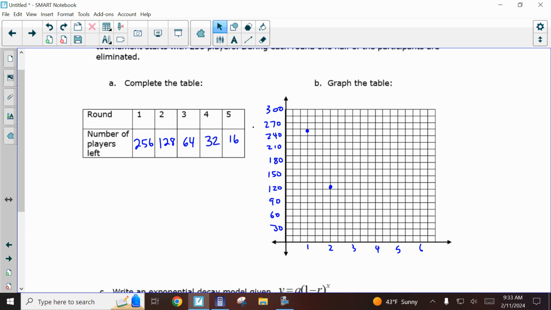And then 64 for 3. 64 is just above here. And then 4 is 32, just above here. And then 5 is 16, half of that right there. So you can clearly see this is exponential decay. Oh, I guess I won't put that part right there, because that's where the story actually starts.